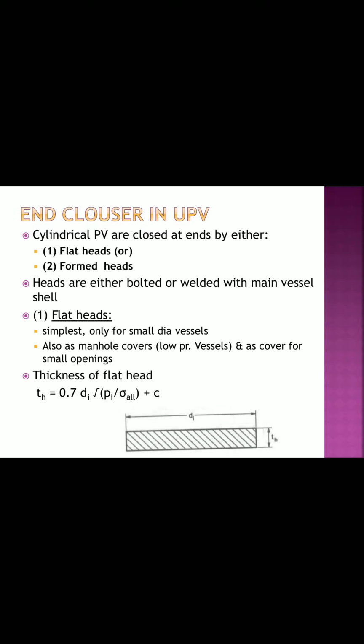The various types of enclosures in case of pressure vessel. For a cylindrical pressure vessel, when they are closed at the ends, two types of heads are used. The first type of head is the flat head and the second type is called a form head. Heads are either bolted or welded to the main vessel shell. You can see from the diagram how the flat head looks.